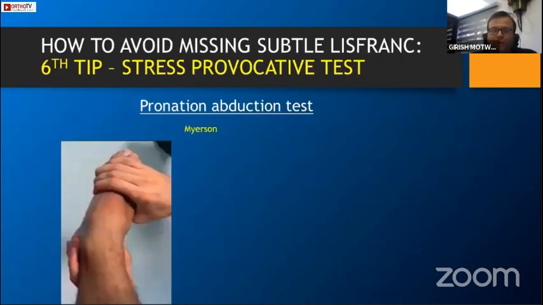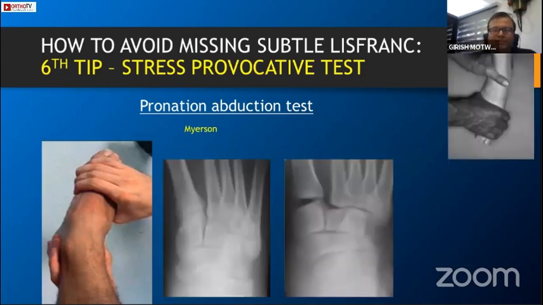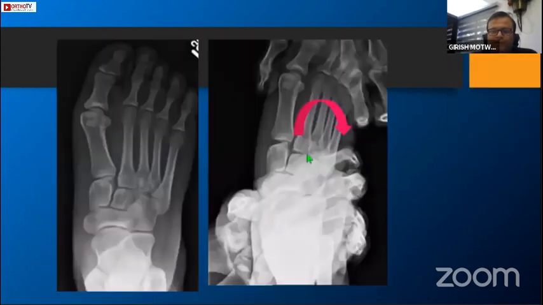If you still have a problem, tip number 6 is always get a stress X-ray, but this is possible only after 15 to 20 days of the injury. So this is the pronation abduction stress X-ray. You have to keep the hindfoot stable with one hand, and give the maximum abduction force to the forefoot as much as the patient can tolerate. You have to give the hyperabduction force. Now you can see that the continuity of the medial cuneiform with the metatarsal is lost.